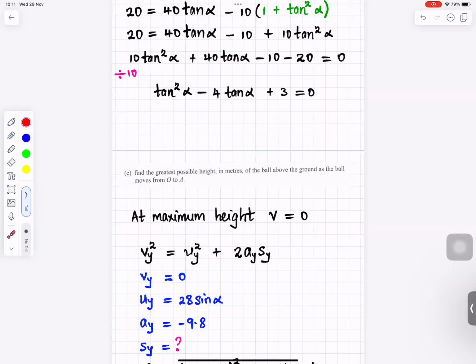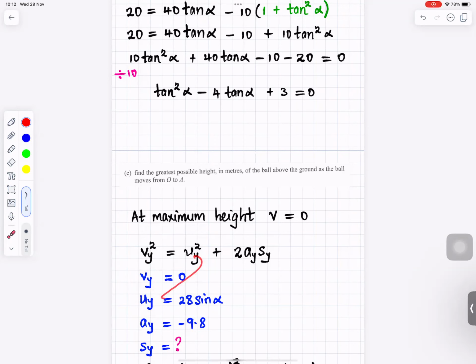Find the greatest possible height in meters of the ball above the ground as the ball moves from O to A. The greatest possible height. At the maximum height, the velocity is zero. And that formula I showed you earlier to memorize, you can just write it and use it. You don't have to go through this deriving. So V squared equals U squared plus 2AS. But we are using only the Y components. So at the maximum height, V is zero.